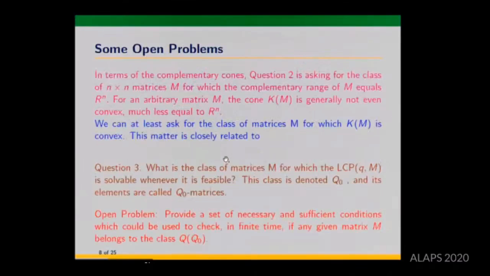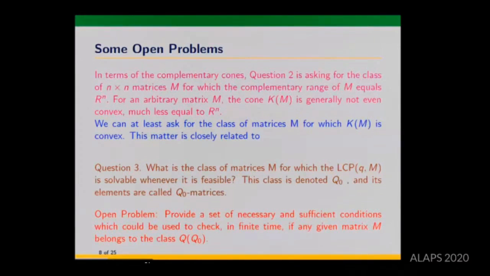Now we are going to talk about these classes, and before that, I would like to say some more open problems which are there. If we ask in terms of complementary cones, question 2 is asking for the class of matrices for which the complementary range of M equals Rn. Note that for an arbitrary matrix M, the cone K(M) is generally not even convex and much less equal to Rn. So we can at least ask for the class of matrices M for which K(M) is convex. This matter is closely related to the class of matrices M for which LCP(q, M) is solvable whenever it is feasible.